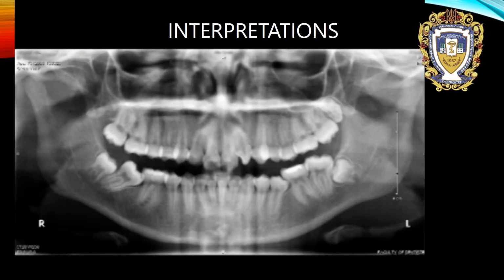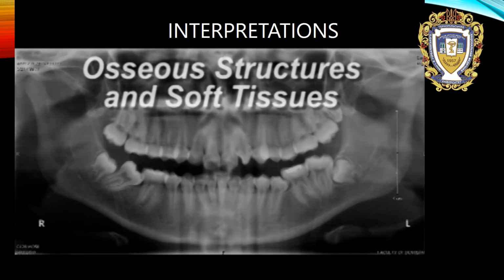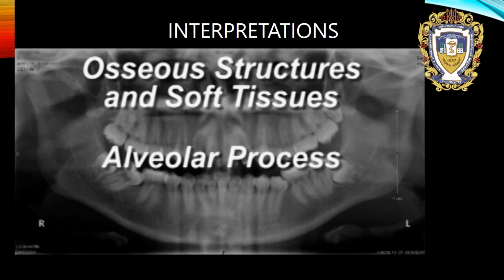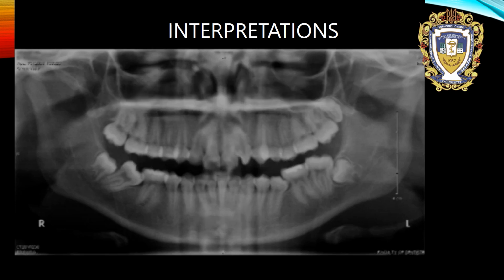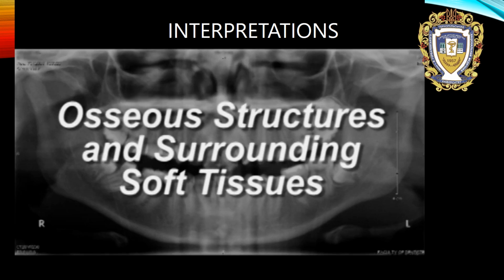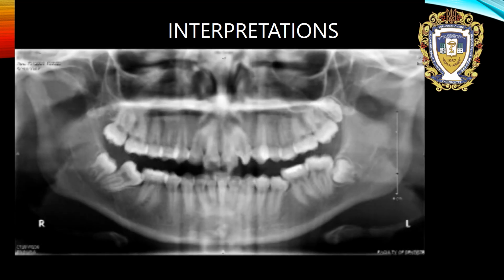The interpretation of a panoramic radiograph follows the same principles as in the case of any other film or film series. A systematic and repeated process is used to ensure that all significant findings are identified. First, the osseous structures and surrounding soft tissues are assessed. Second, the alveolar processes are examined. And finally, the teeth are evaluated. Compared to a series of intraoral radiographs, the panoramic radiograph depicts a much larger area of anatomic structures of the oral and maxillofacial region.